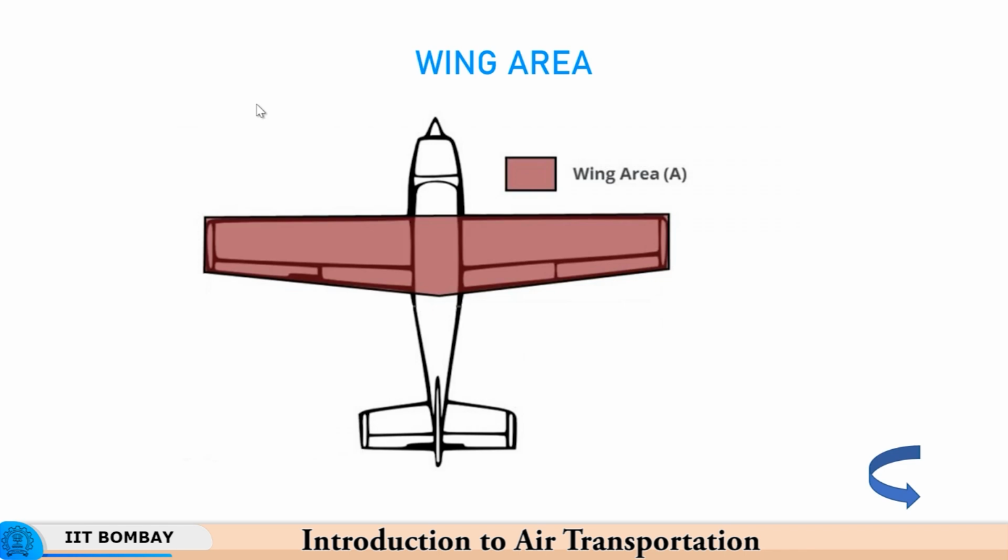It is not just the area of the 2 wings, but the area of the 2 wings plus the area of the portion within the fuselage, flat area within the fuselage, which is the projected area.